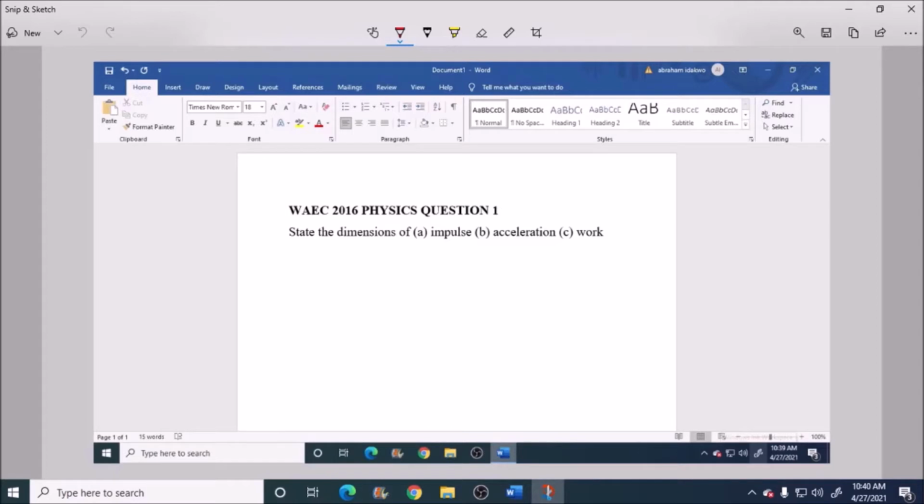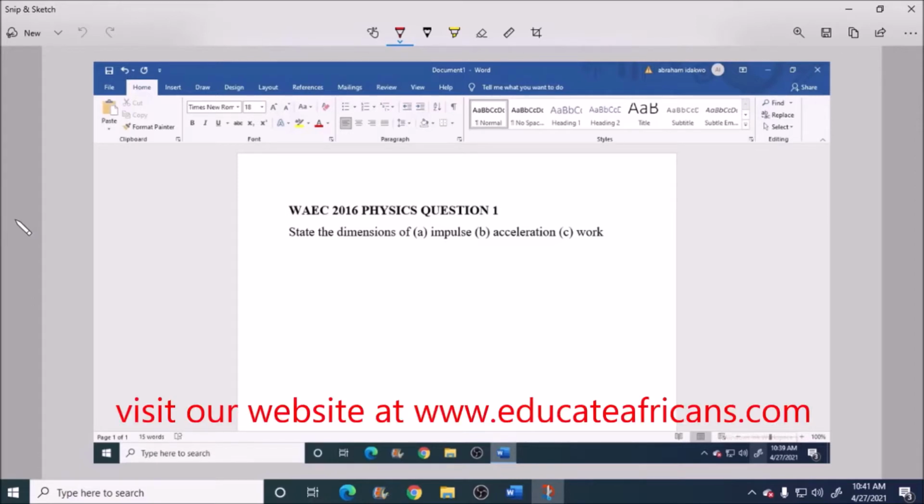The question says state the dimension of A. Impulse, B. Acceleration, and C. Work. Now, to answer this question, I'd like us to tabulate. Let's tabulate. Here we have the quantity, and here we have the dimension.